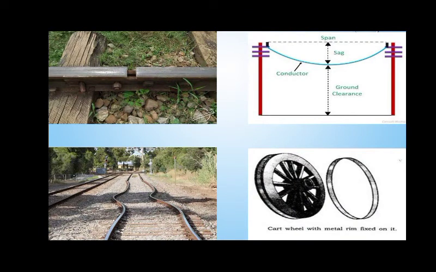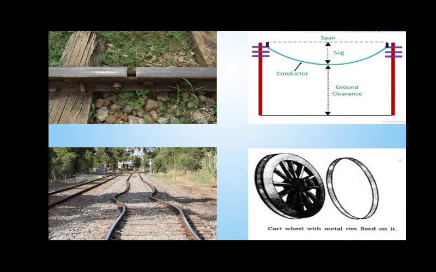You can see this little gap is left between the rails, and if it is not left, you can see in the diagram at the bottom what could happen. The tracks will bend. Then in the second diagram on the top, you can see the electric wires. During summers they are sagging, and they are tightly stretched during winters.